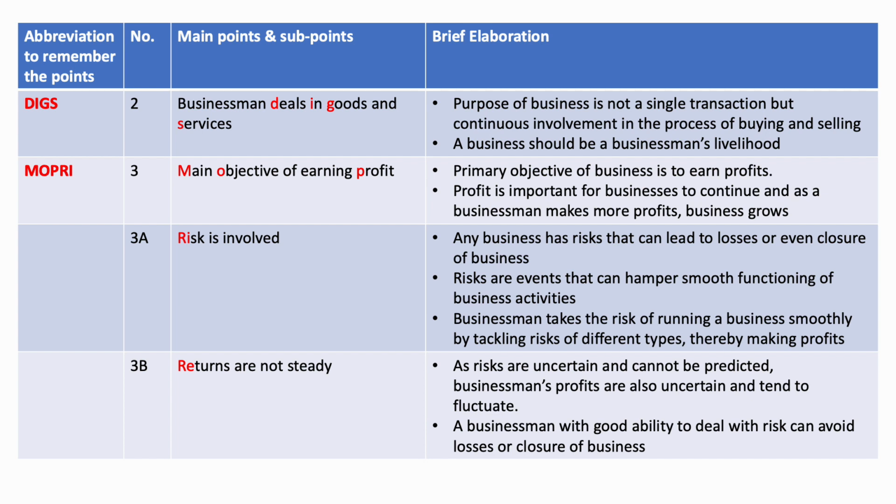The third abbreviation that we've made of this particular answer is MOPRI, and if I were to break that up, it would form the third point and the sub-points of that. The third point is: what is the objective of the business? The main objective is to earn profits. So MOP: main objective to earn profits.